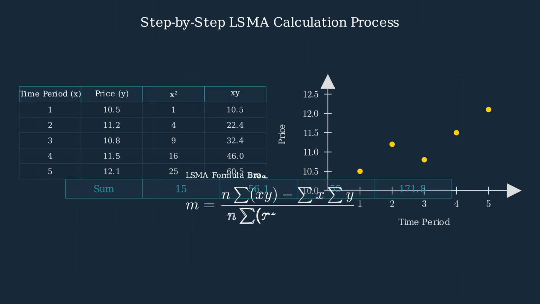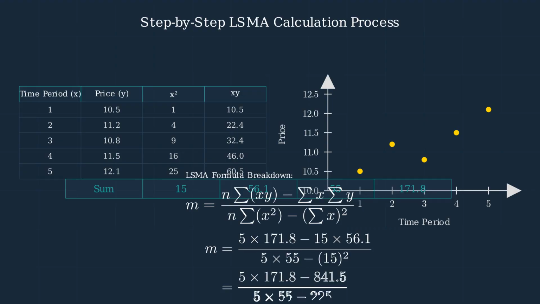Now, we can calculate the slope of our regression line using this formula. The slope tells us the direction and steepness of our trend. Let's substitute our values and calculate the slope. Next, we calculate the y-intercept using this formula. Let's substitute our values and calculate the y-intercept.